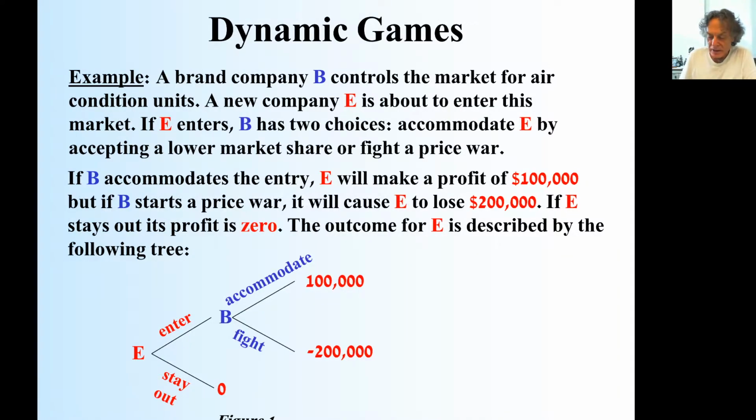Okay, so let's look at what can happen. E starts by saying maybe I should enter or stay out. If I stay out, nothing, 0. If I enter and he's not going to fight with me, the brand, the incumbent firm, B is the incumbent firm, then E is going to make 100,000. If he fights me, then E is going to make negative 200,000. If she stays out, 0. But what is missing is what happens to B.